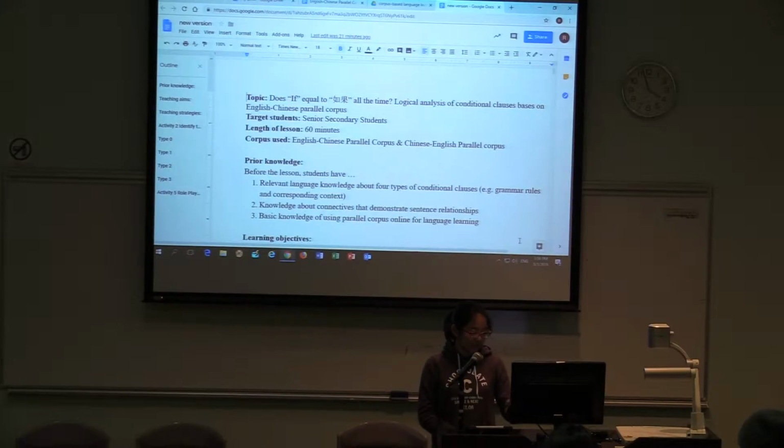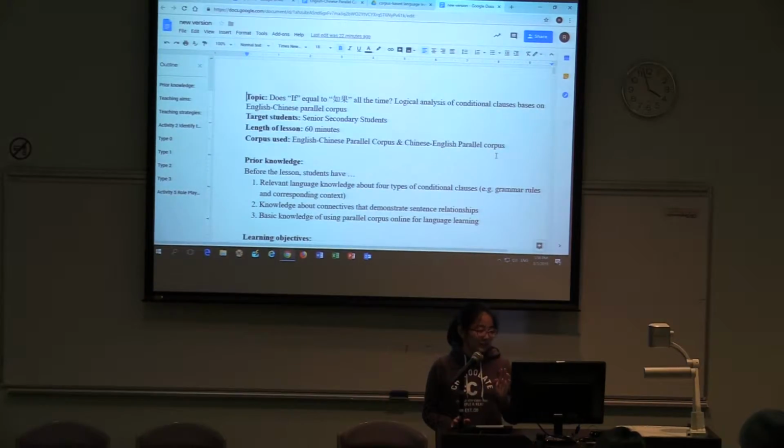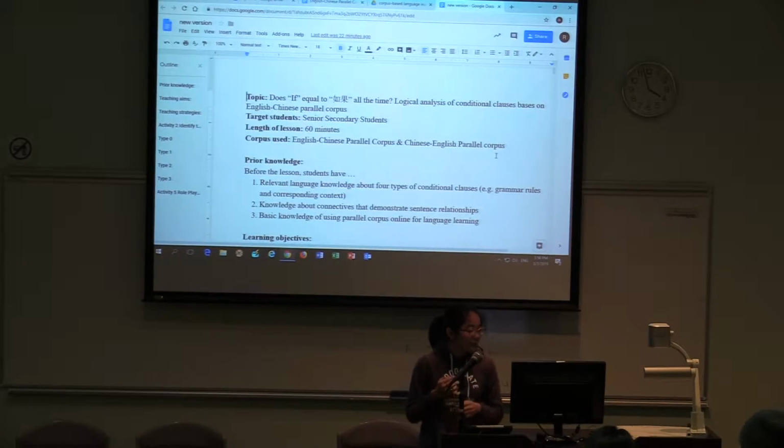To be more specific, our topic will be: does "if" equal to 如果 all the time? Logical analysis of conditional clauses based on English-Chinese parallel corpus. Our target students will be senior secondary students. We hope our students are upper intermediate or advanced students because it's more about logical thinking, a little bit challenging. And the length of the lesson will be 60 minutes.